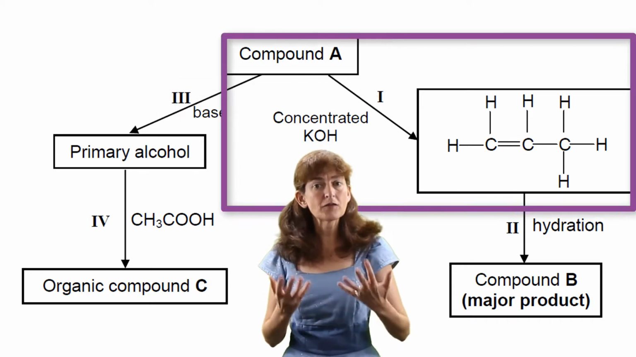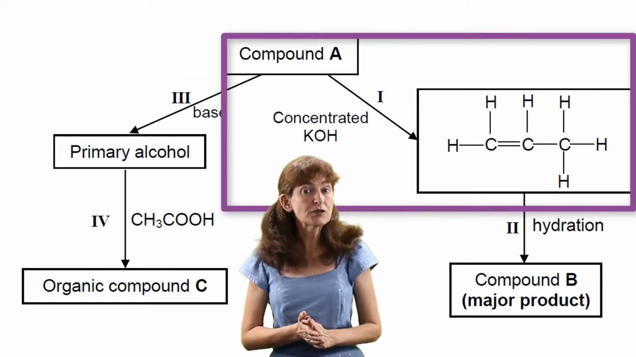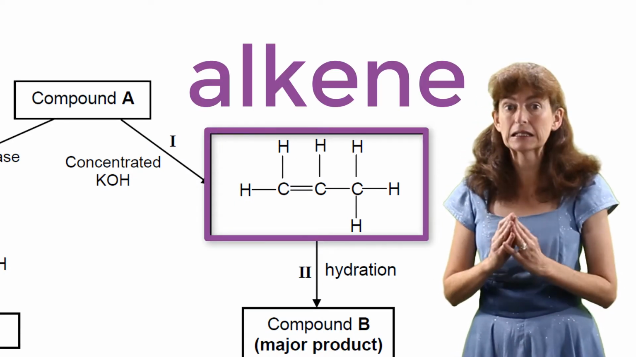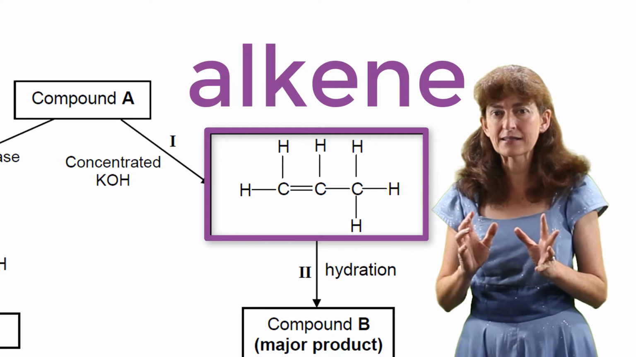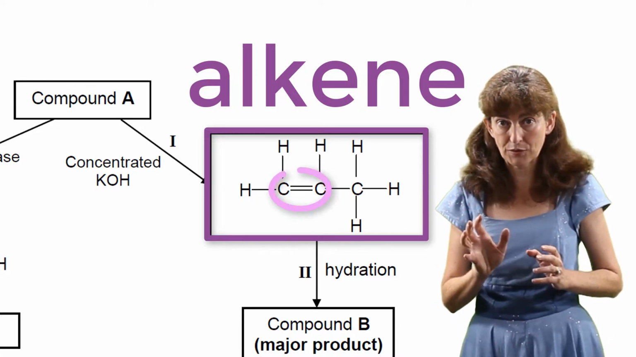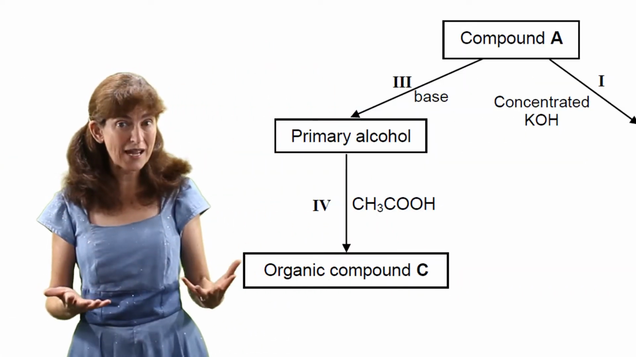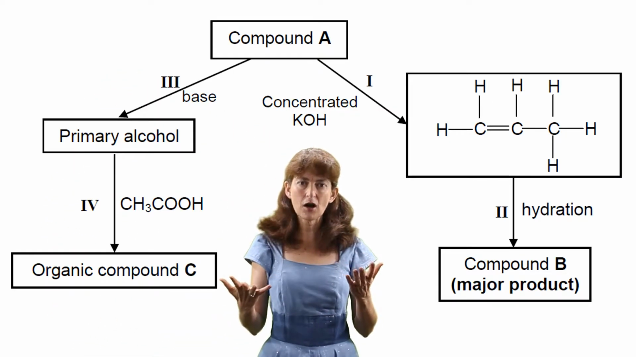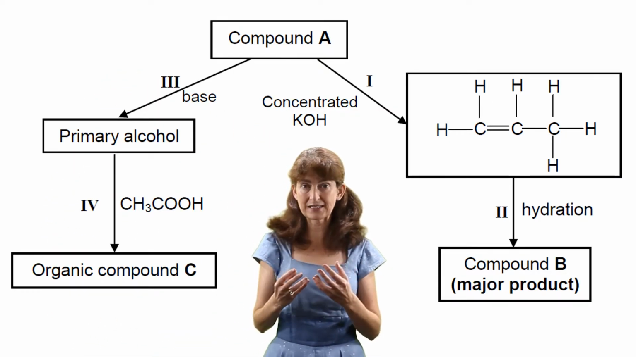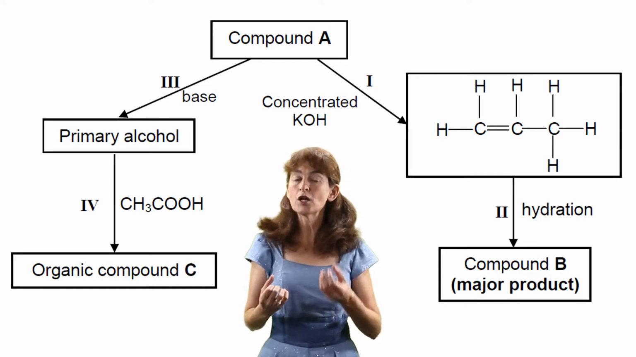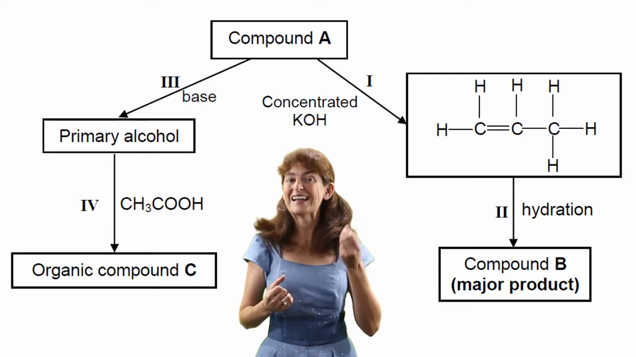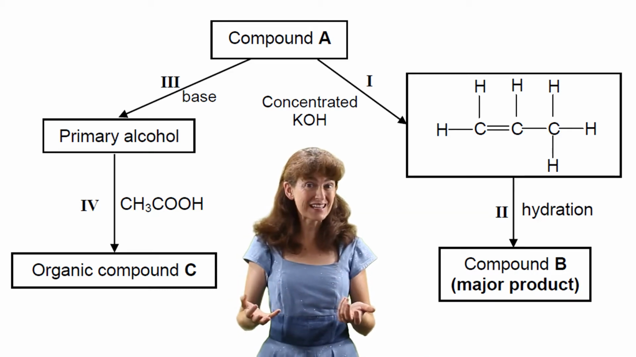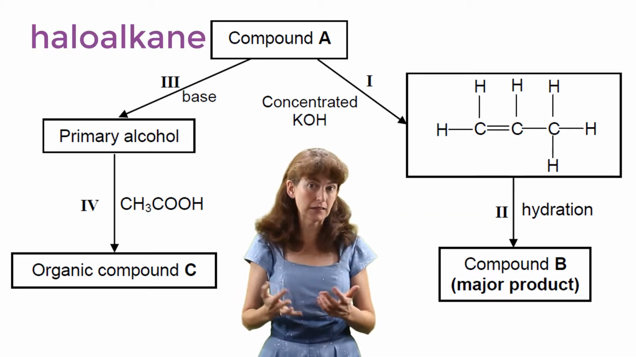And in one of these ways, that produces this substance here, which we recognize as being an alkene. How do we recognize that? Because of this double bond. And in the other of the two ways, it produces an alcohol. So we first need to ask ourselves, well, what substance can react with a base to either produce an alkene or an alcohol? And the answer is, it's a haloalkane.